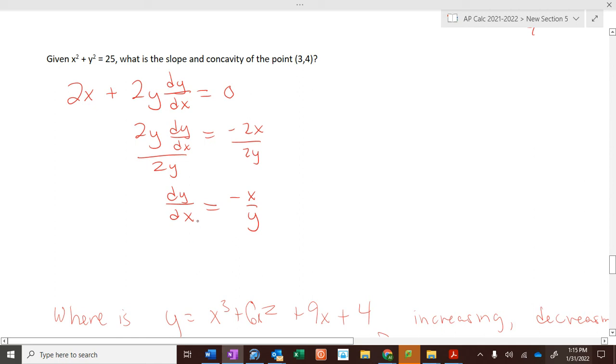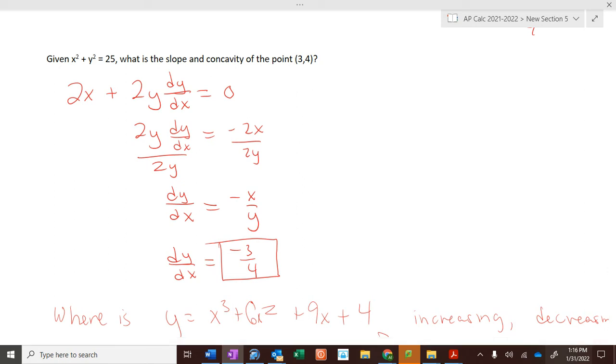If you plug the point (3, 4) in there, what is the slope at the point (3, 4)? It's just negative 3/4. That's the slope. What's happening to that line at that point? It's decreasing, because the slope is negative. Now what are we going to do next?